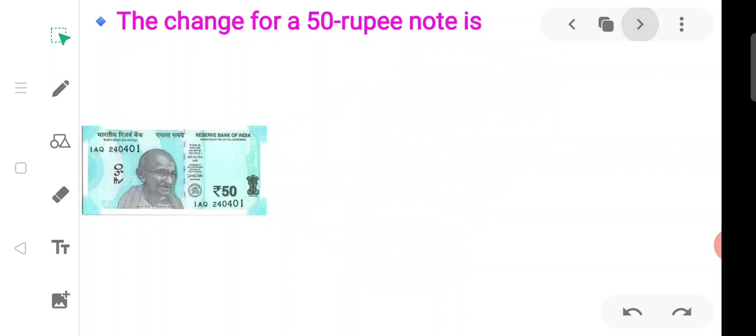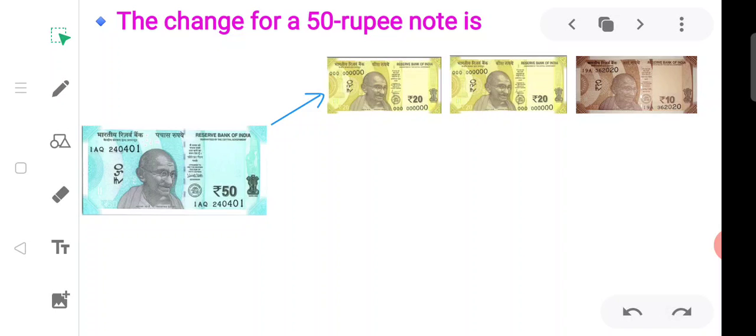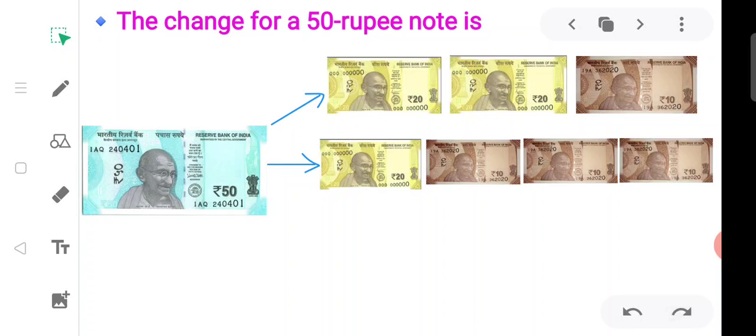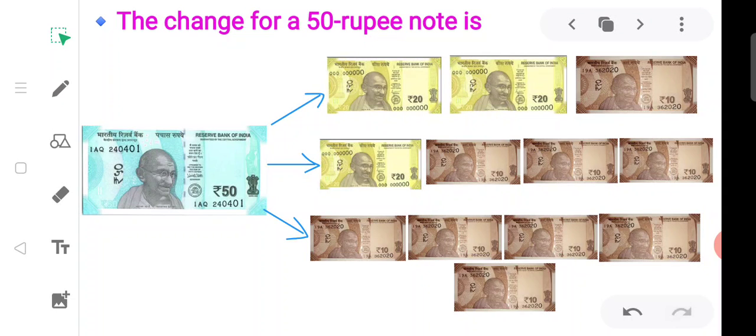Now we see the change for a 50 rupee note. We can take 2 20 rupee notes and 1 10 rupee note. So 2 20 rupee notes and 1 10 rupee note make 50 rupees. Or 1 20 rupee note and 3 10 rupee notes also make 50 rupees. Or 5 10 rupee notes also make 50 rupees.